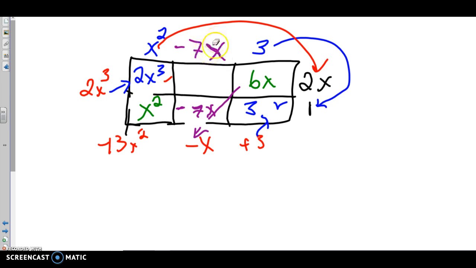As a check, when I multiply negative 7x by 2x, I get negative 14x squared. And when I line these up, I do in fact get negative 13x squared. So this is my final solution of x squared minus 7x plus 3.